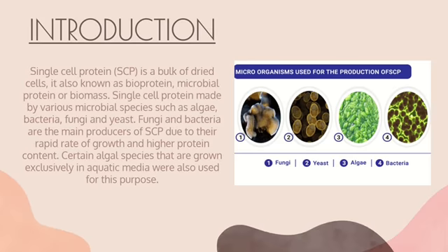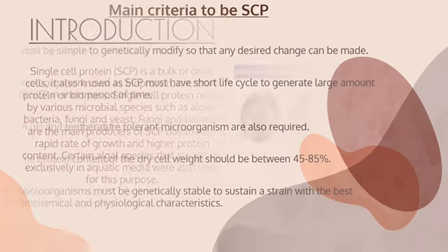Single cell protein is a bulk of dried cells. It is also known as a bioprotein, microbial protein, or biomass. Single cell protein is made by various microbial species such as algae, bacteria, fungi, and yeast. Fungi and bacteria are the main producers of single cell protein due to their rapid rate of growth and higher protein content. Certain algal species that are grown exclusively in aquatic media were also used for this purpose.